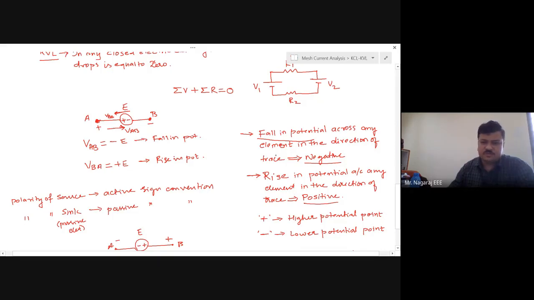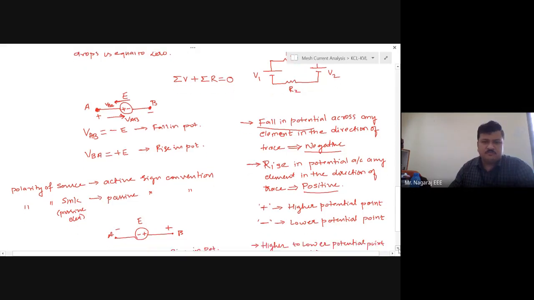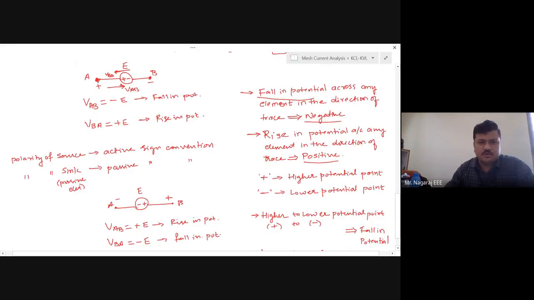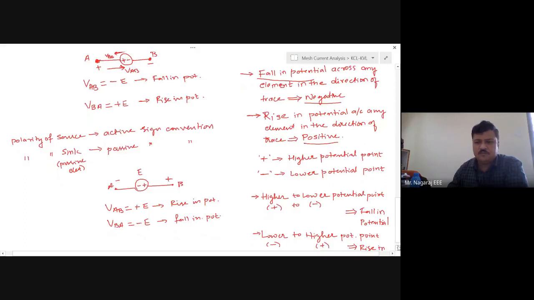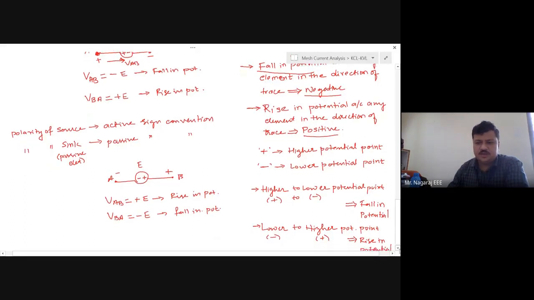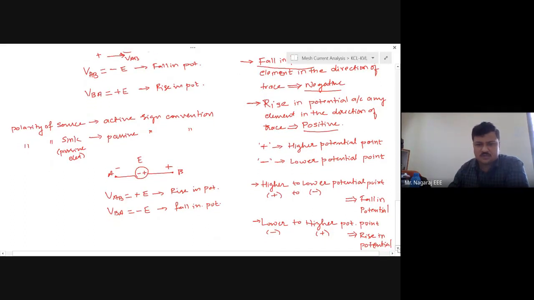So what is fall in potential? If the direction of trace is from higher potential point to lower potential point, that is fall in potential. If the direction of trace is from lower potential point to higher potential point, that is rise in potential. If there is rise in potential, that potential value across that element is taken positive. If there is fall in potential, the potential value across that element should be taken negative. This much we had seen in the previous session of this course.